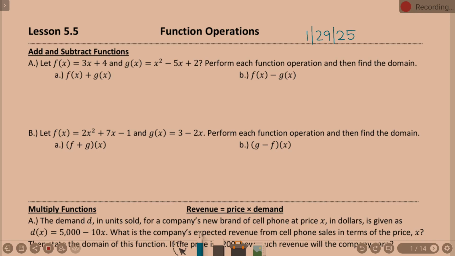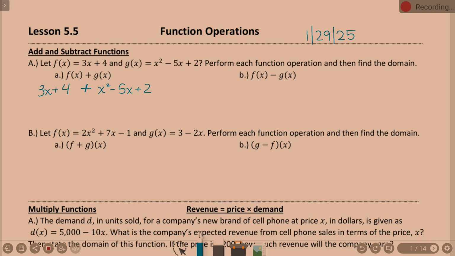So in example A, we're asked to find what is f of x plus g of x. Folks, don't put too much effort into this, okay? I said we're starting off easy today, right? What is f of x defined to be? F of x is 3x plus 4. Then we're being asked to add g of x. What's g of x defined to be? X squared minus 5x plus 2.